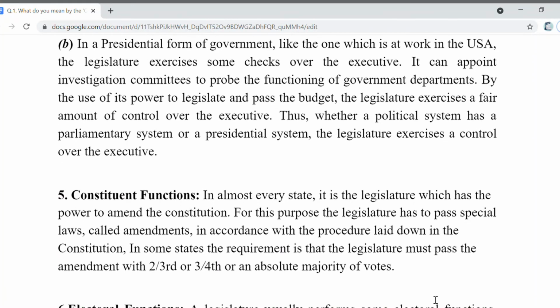Constitutional functions. In almost every state, it is the legislature which has the power to amend the constitution. So constitution को amend legislature कर सकता है. It only has the power to make an amendment in the constitution. This is said, and in some states the requirement is that कि जो legislature है must pass the amendment with 2/3 or 3/4 or an absolute majority of votes.